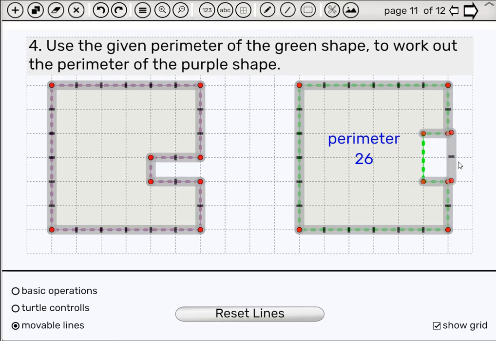This segment can be moved here and this one here, and we can see that this shape is the perimeter of this square plus 2. And the perimeter of this shape is the perimeter of the square plus 4. So this shape has an extra 2. The perimeter is 28. And let's conclude.